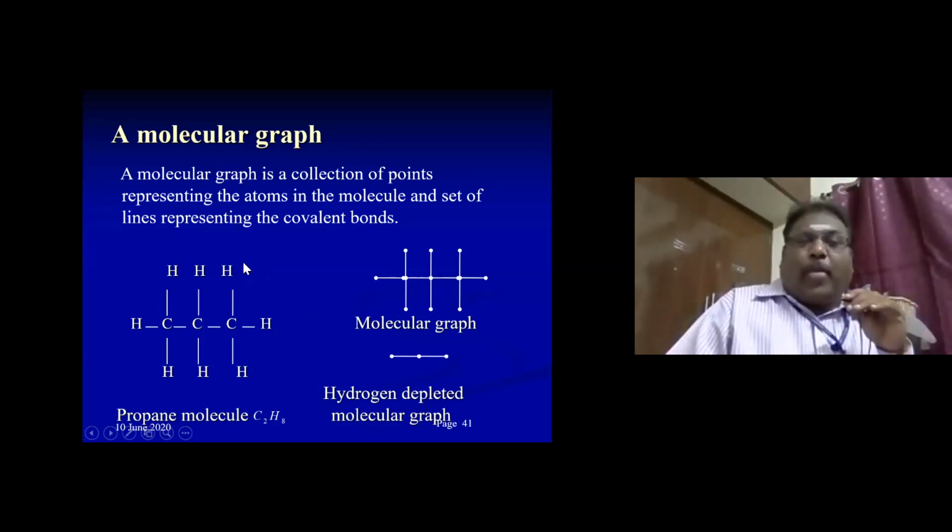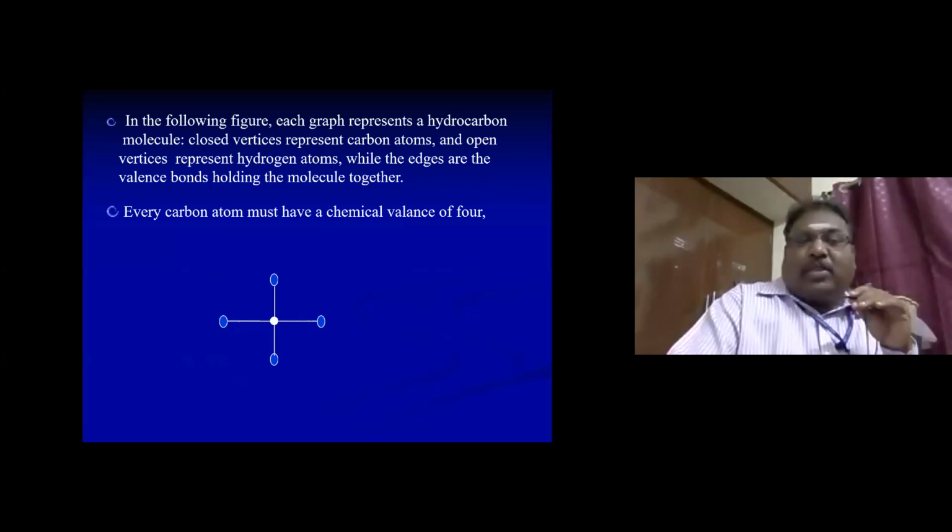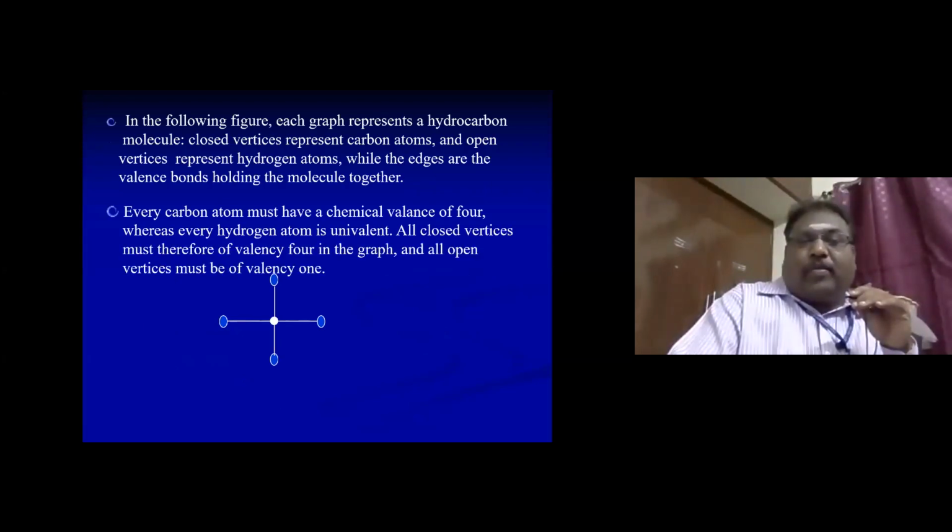Now keep in your mind, take the structure of a chemical compound, a molecule, and mark all the vertices to be your carbon atoms and the links between the carbon atoms as your edges. We get a graph called the molecular graph, the hydrogen-depleted molecular graph. This is about methane, a center carbon with 4 hydrogens. Every carbon atom must have a chemical valence of 4, whereas every hydrogen atom is univalent, all are pendant vertices. So this is what the figure says. Fine.